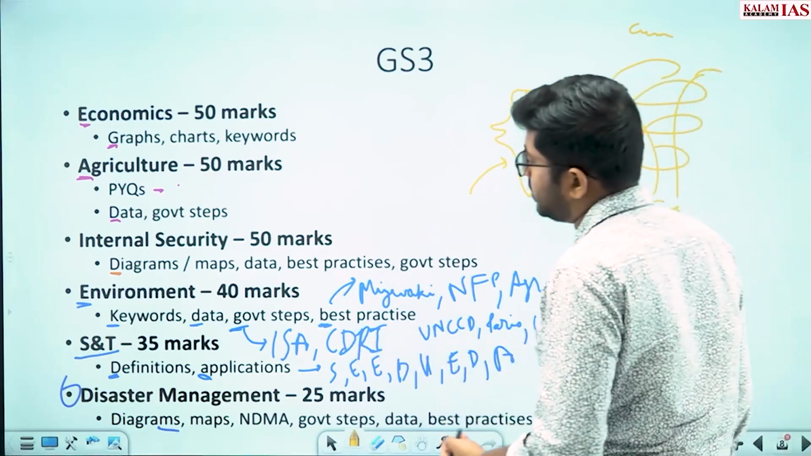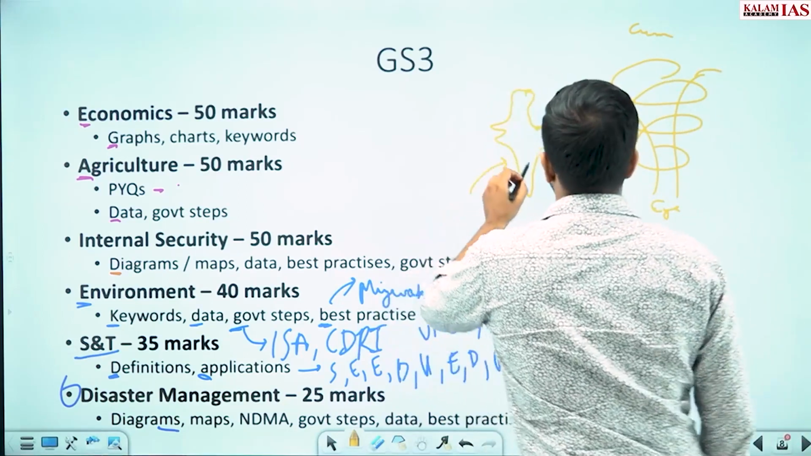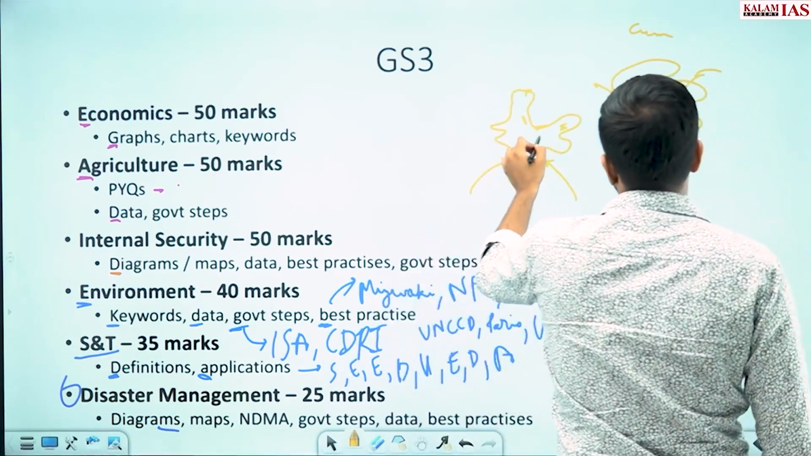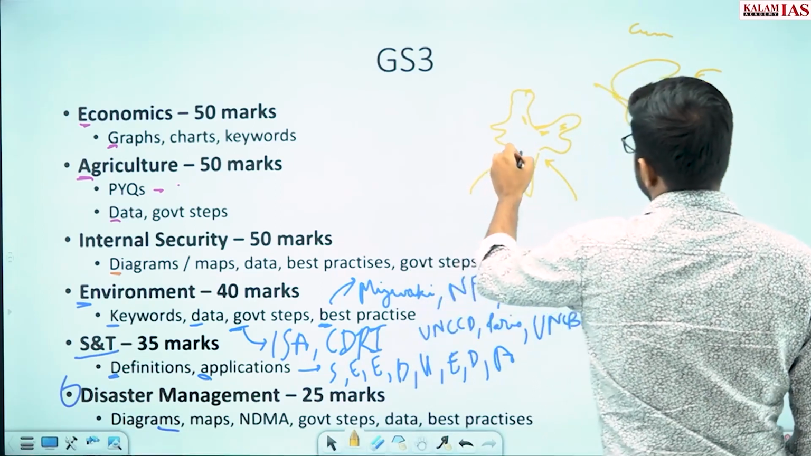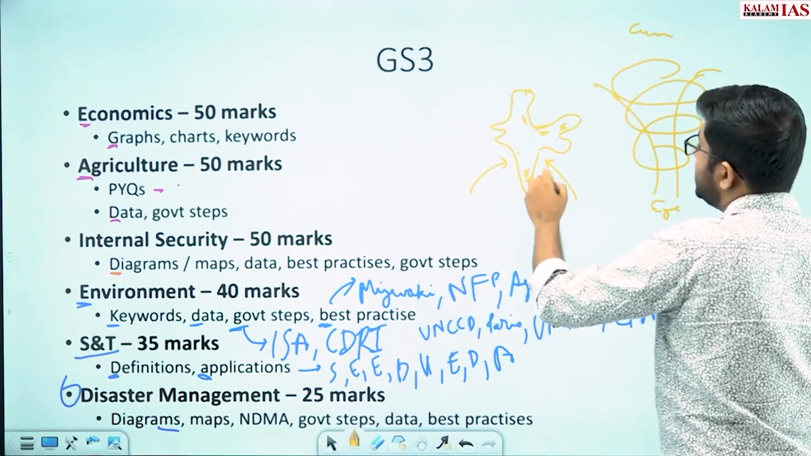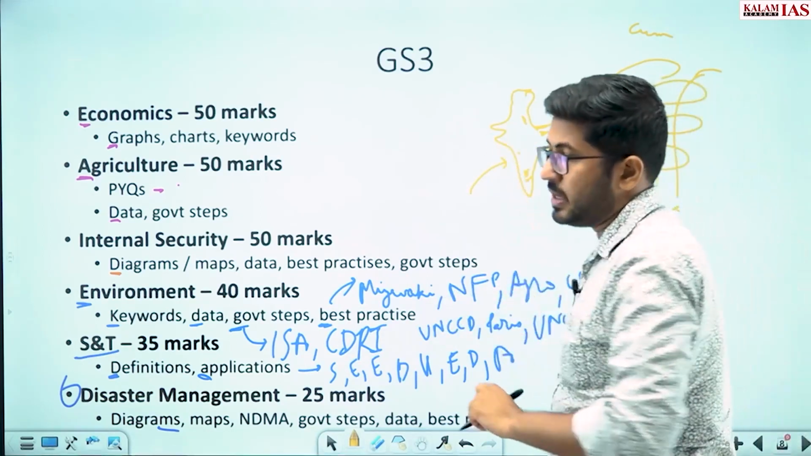Suppose the question is on flash flood, you can tell various parts of India, like this region, this region, this region is affected by flash flood. Or urban floods, you can tell the urban centers of India getting flooded. So that way you can use maps very effectively.